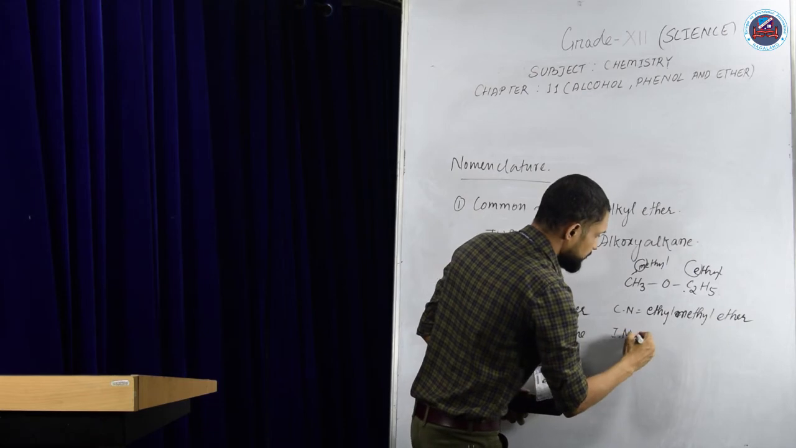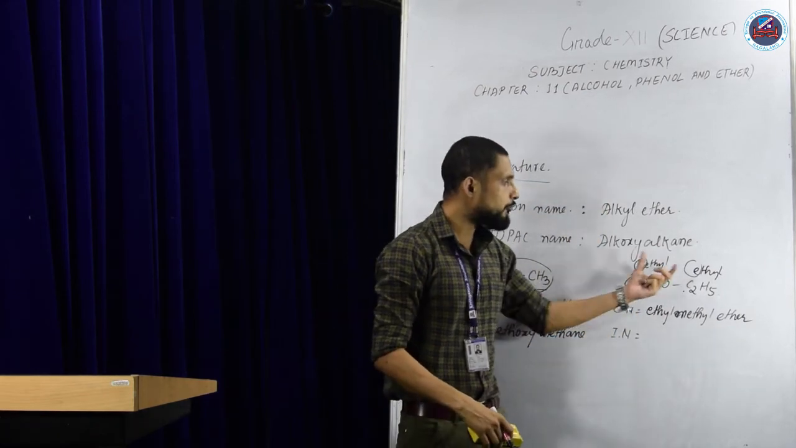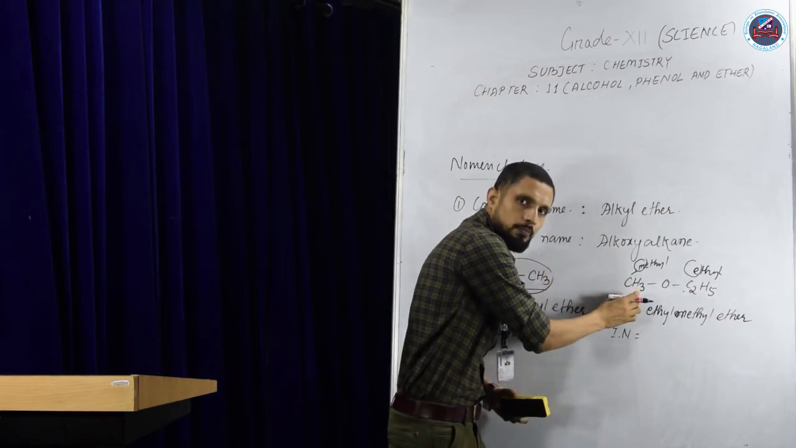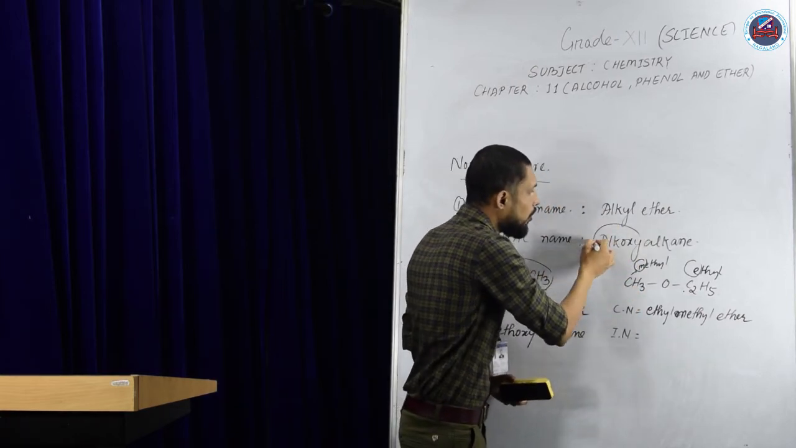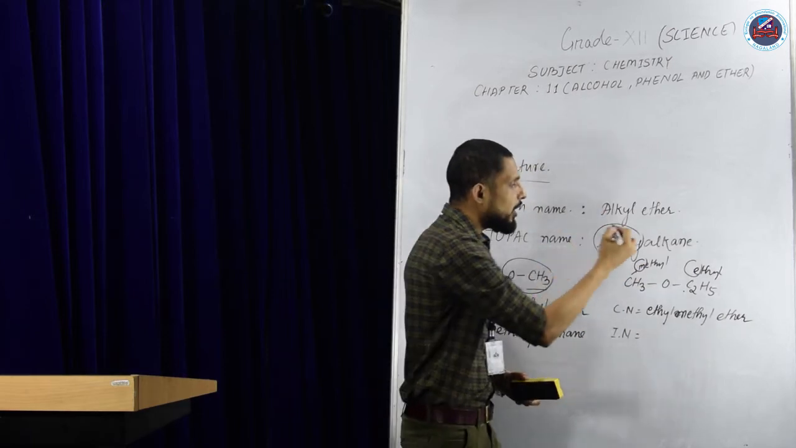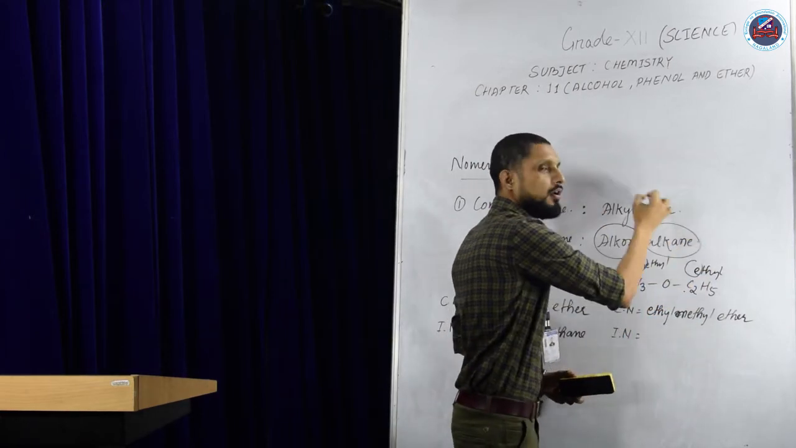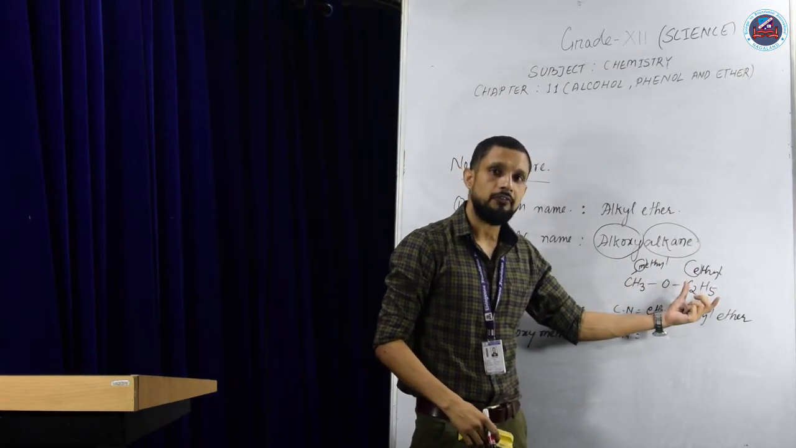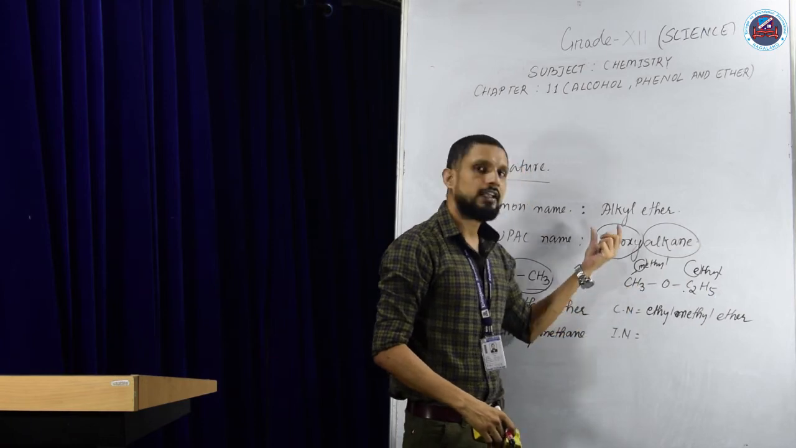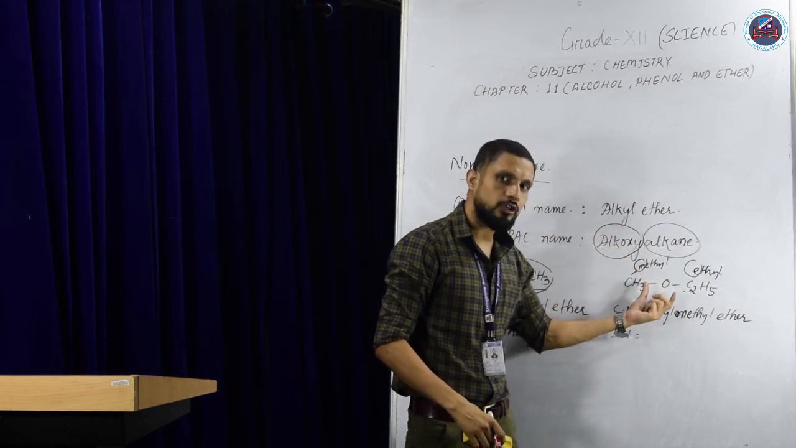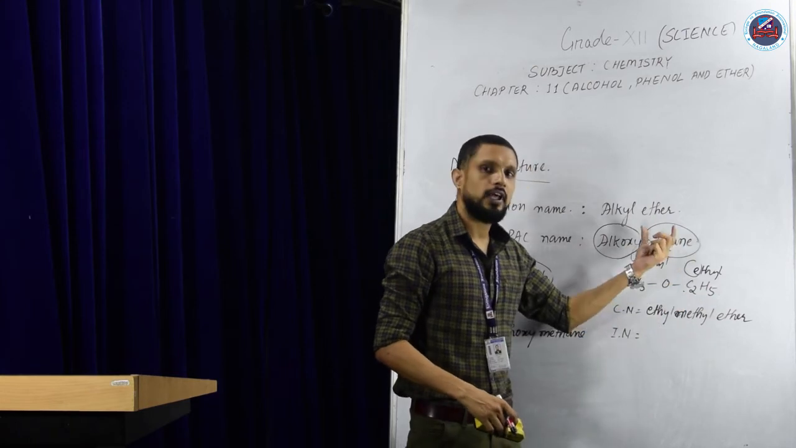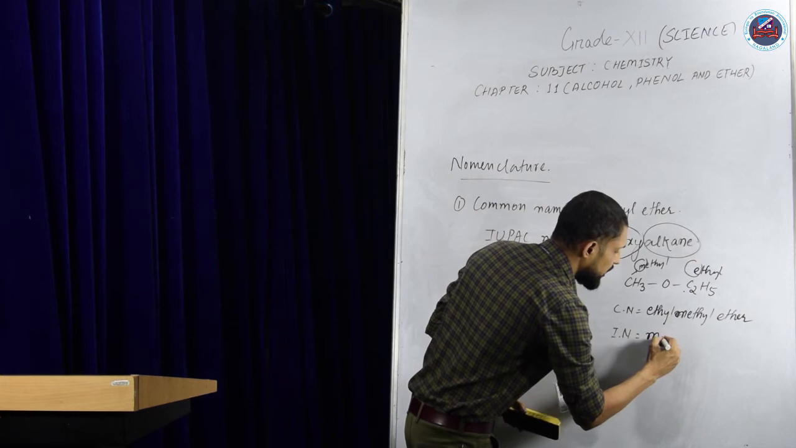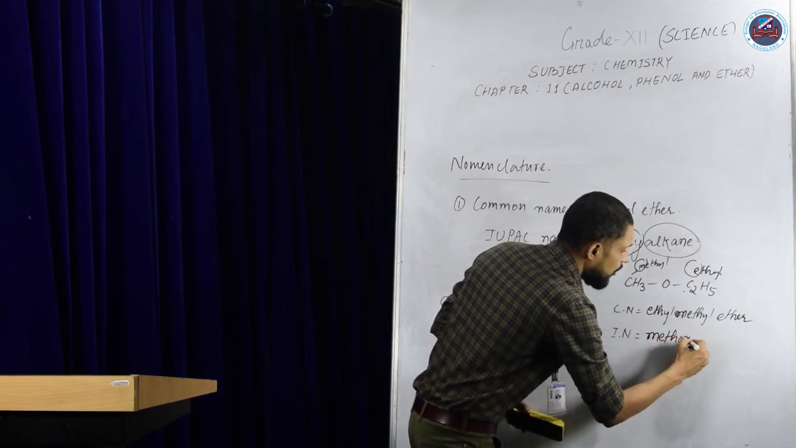IUPAC name. Now in case if we have different types of alkyl group, the smaller alkyl group will act as alkoxy and the bigger alkyl group will act as alkane. Now if you compare, CH3 size is smaller than C2H5, so CH3 will act as alkoxy, that means will take oxygen, and C2H5 will act as alkane. So the IUPAC name of this compound is methoxyethane.